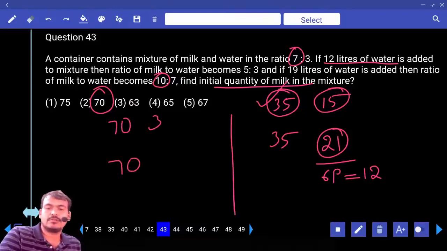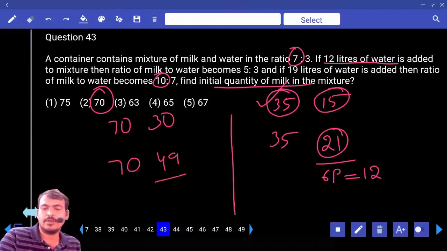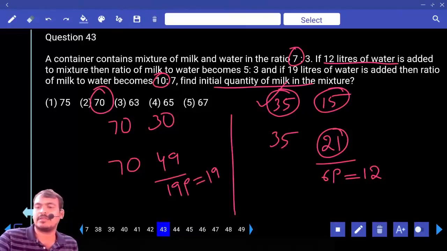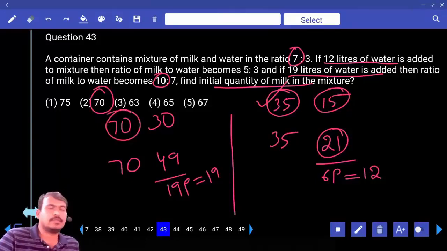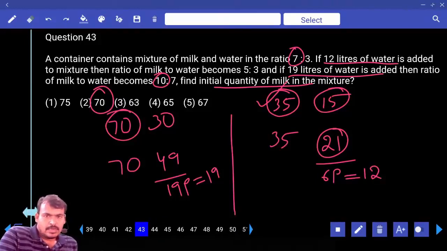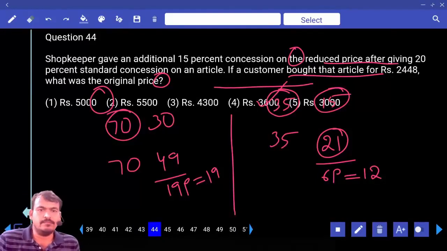But 10 3s is how much? 30. And 7 7s are 49. How many parts are increased? 19 parts. 19 parts equal to how many liters are added? 19 liters or not? 19 parts, 19 liters. We required how many parts? 70 parts or not? Next question number 44.